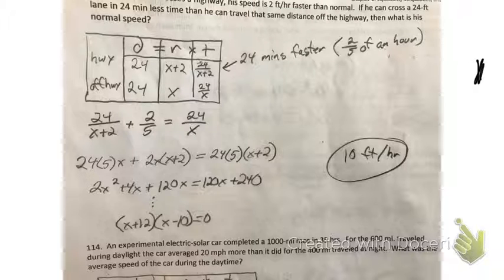All right, so since this one is faster, it takes him less time to cross the highway than it does regular. So I need to add time to the highway so that they're both equal to each other, right? Because if this is less time, I need to add to make them equal. So I added 2 over 5 to the highway time, and now that's going to equal the off-highway time, and now it's just solving for x. Other questions?